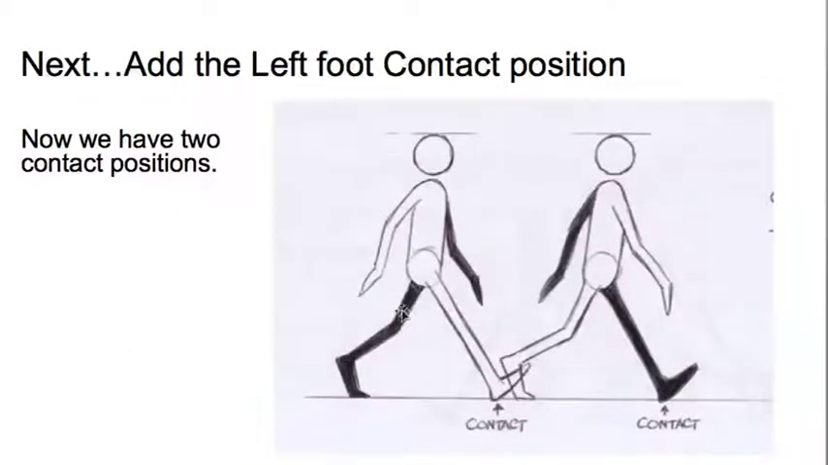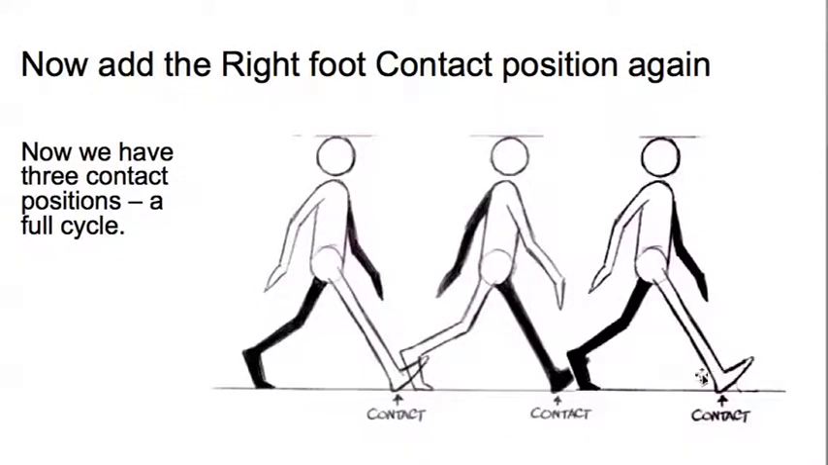And then the third thing is to do the third contact position. And we should animate the character moving across the screen. And this way you'll get the three basic positions for the walk. This is frame 1, 17 and 33, and it's on a cycle, so 1 and 33 are the same.